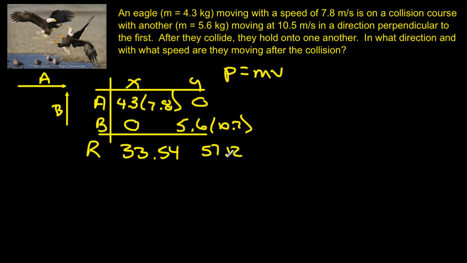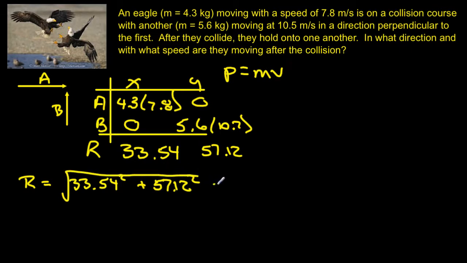So the total momentum, if we want to find r, we'll use the Pythagorean theorem. So r will equal 33.54 squared plus 57.12 squared, and we'll take the square root of that answer, and when we do that we get 66.24. So that's the total momentum.